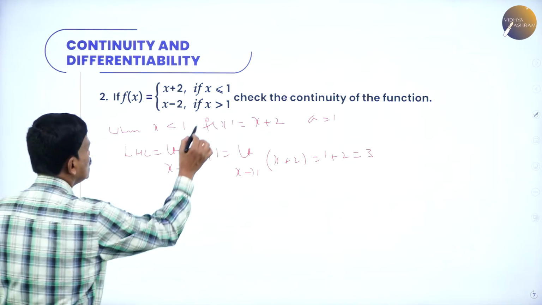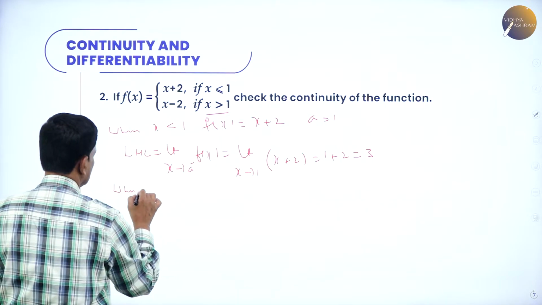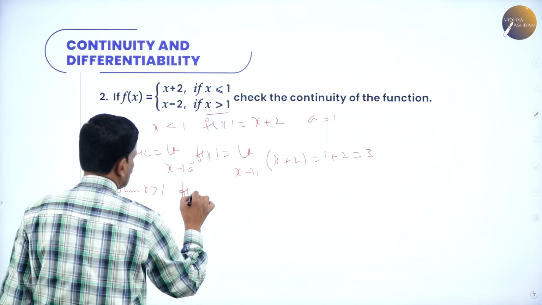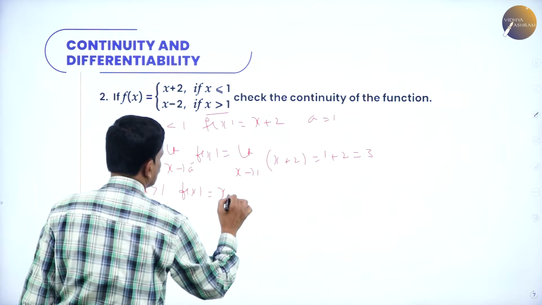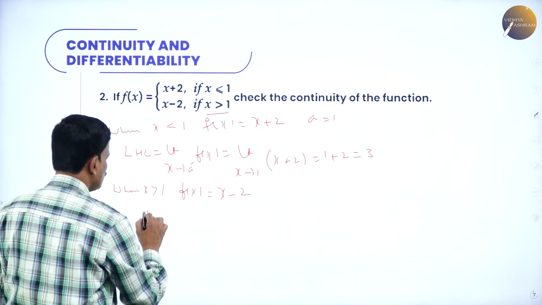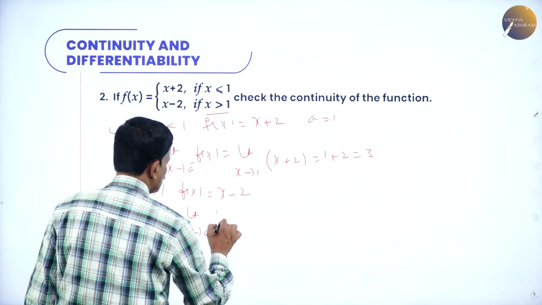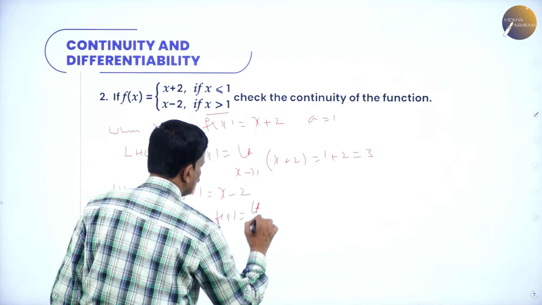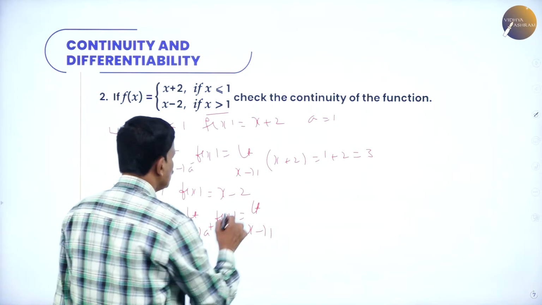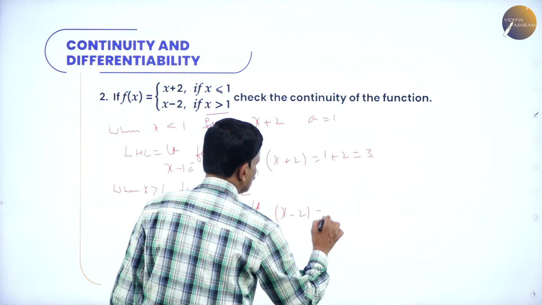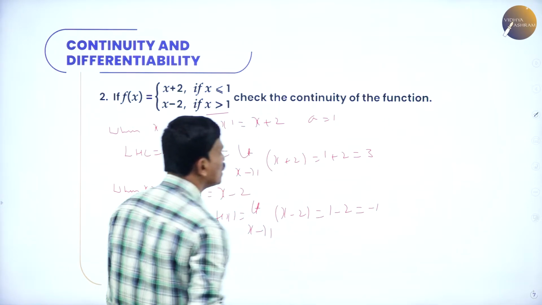Now, when x is greater than 1, what is f of x? f of x is equal to x minus 2. Greater than 1 means you will get the right hand limit. Right hand limit is equal to limit x tends to a plus of f of x, is equal to limit x tends to 1 of f of x, which is x minus 2. That is 1 minus 2, is equal to minus 1.